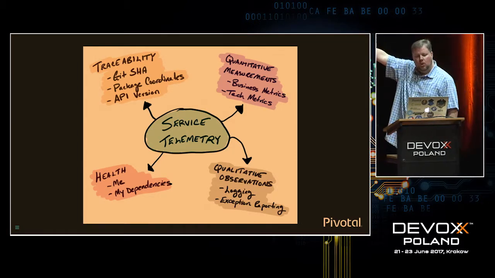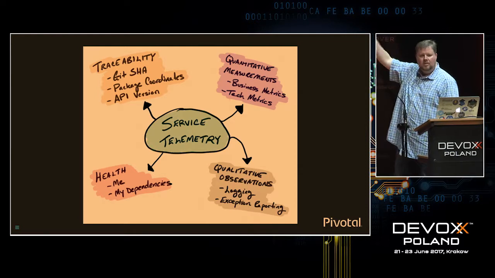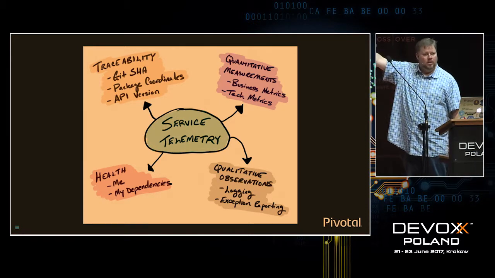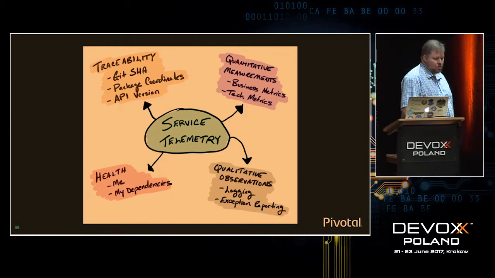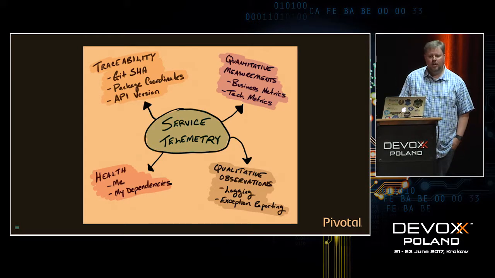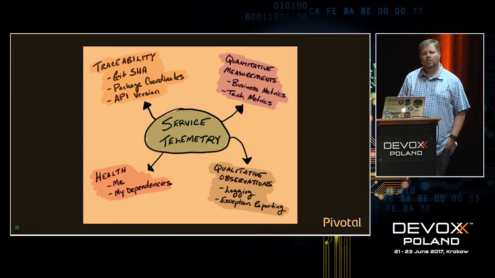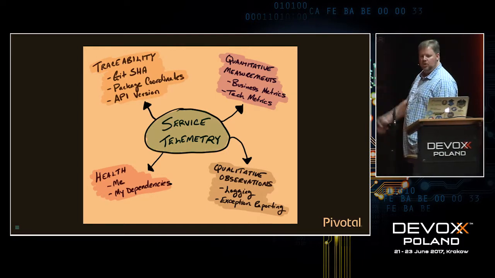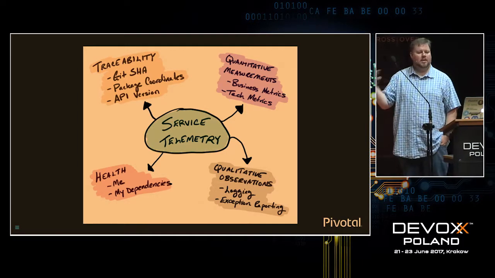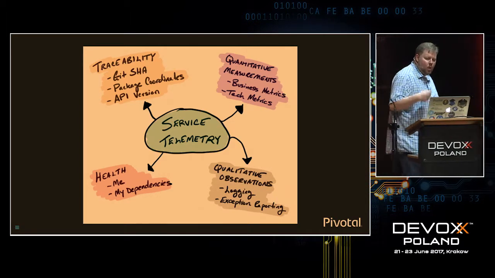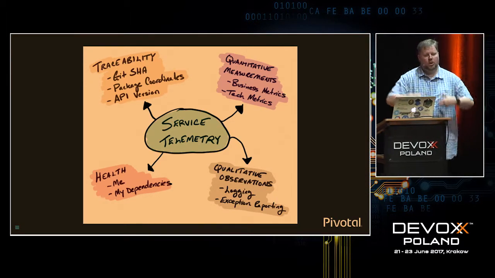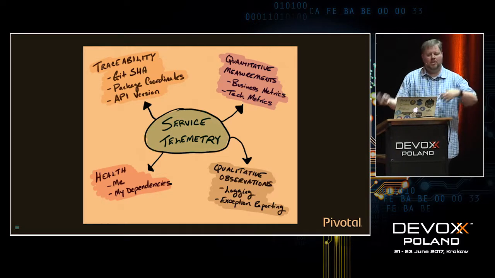We talked about quantitative measurements. We talked a lot about technical metrics, latency, traffic, error rates, but there's also business metrics. How many shopping carts are completed? How many shopping carts are abandoned? How many signups do we have? Things like that. Those are also important. And then qualitative measurements, things that we want to know about, but that we can't actually attach numbers to.